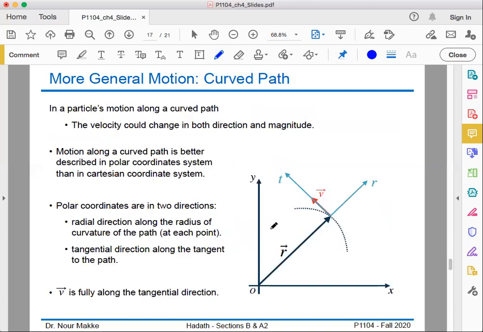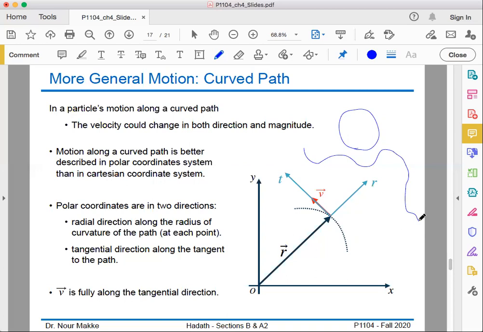Now, what about a more general case? So a uniform circular motion is a particular case of a two-dimensional motion. We can have a particle that is moving along a curved path. So instead of moving along a circular path like we have seen earlier, it could be moving along a curve, and this curve could have different curvature, right? So what would happen in this case, and how can we describe the motion of this particle?